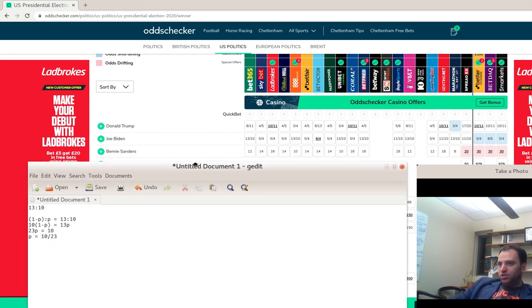Some of the numbers are quoted like this. For Bernie Sanders, it's quoted as 12. Again, assuming those are even odds, you would say (1 minus P) divided by P is equal to just 12. So the implication is 12 to 1. It's easier to cross multiply now. It's just 1 minus P is equal to 12P. So P is equal to 1 divided by 13. That's assuming those are even odds.